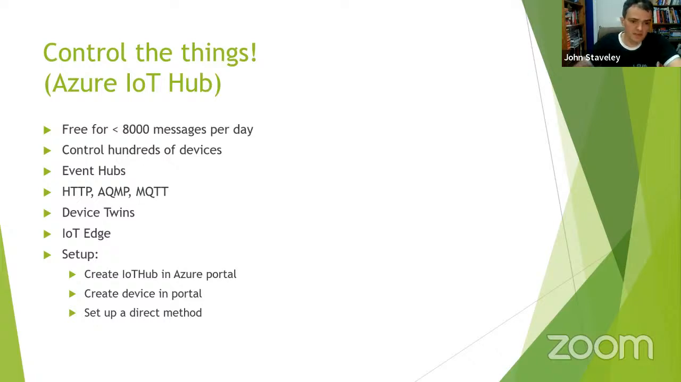The setup of an IoT Hub is really trivial, and I'm not going to go through it, because you need a name for the IoT Hub, and then you create a device in the IoT Hub, and you configure direct methods, which the device then responds to. So I'll be showing how to do those later.